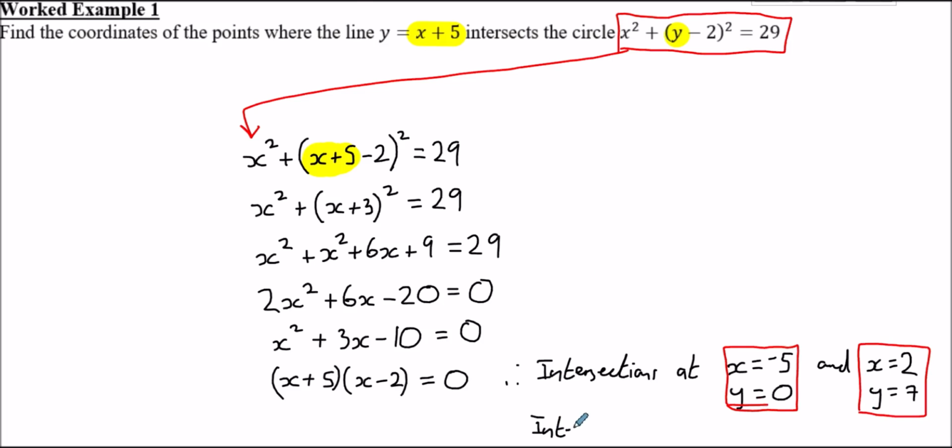So they intersect at -5, 0, and at 2, 7.